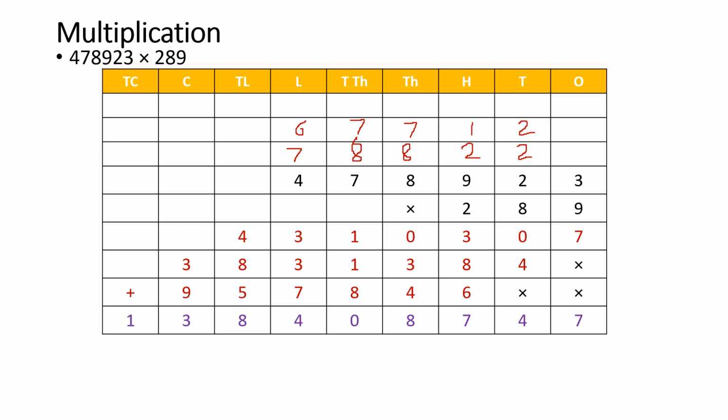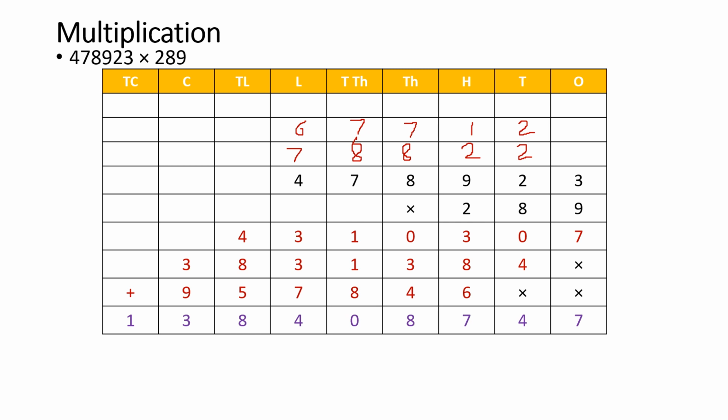Then 8 4s are 32. 32 plus 6 equals 38. So we will write 38 here. Now we will multiply all these numbers by 2. But before that, we will write the sign of cross here and here at the ones place and tens place. Then we will start our multiplication.